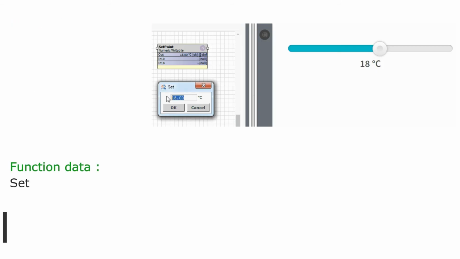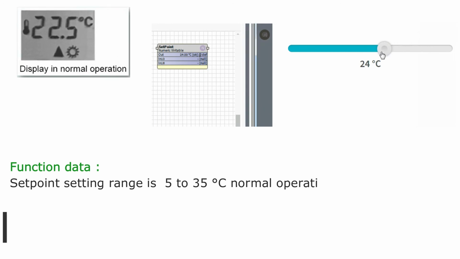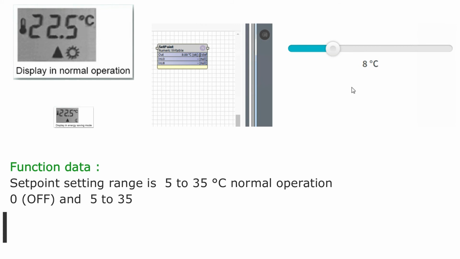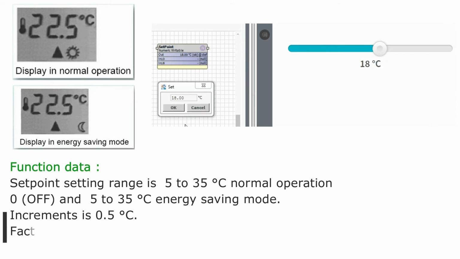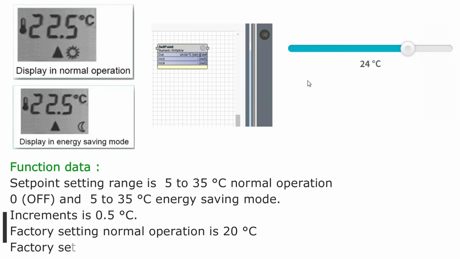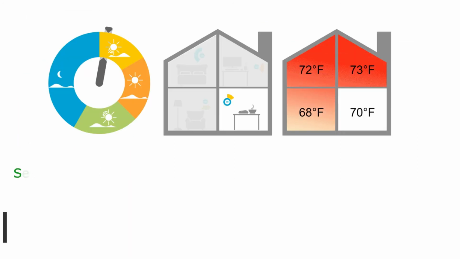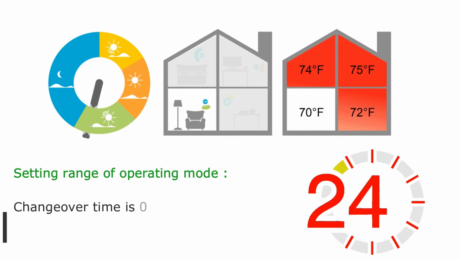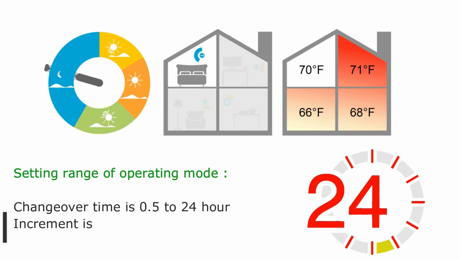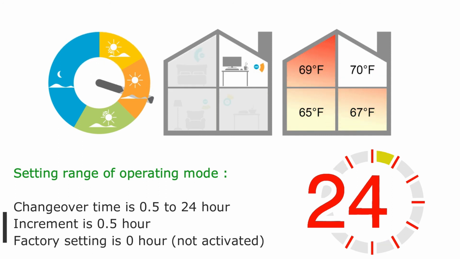Function data. Set point setting range is 5 to 35 degrees Celsius for normal operation, 0 OFF, and 5 to 35 degrees Celsius for energy saving mode. Increments are half a degree Celsius. Factory setting for normal operation is 20 degrees Celsius. Factory setting for energy saving mode is 8 degrees Celsius. Setting range of operating mode changeover time is 0.5 to 24 hours. Increment is 0.5 hour. Factory setting is 0 hours, not activated.